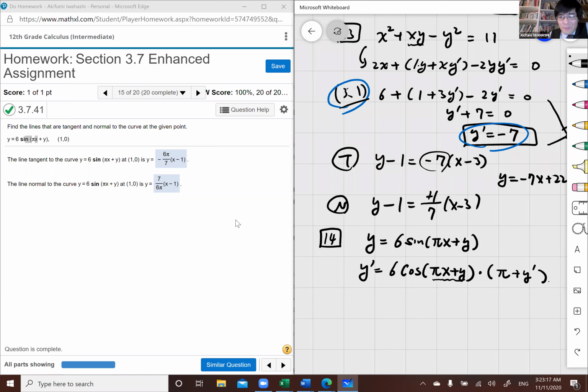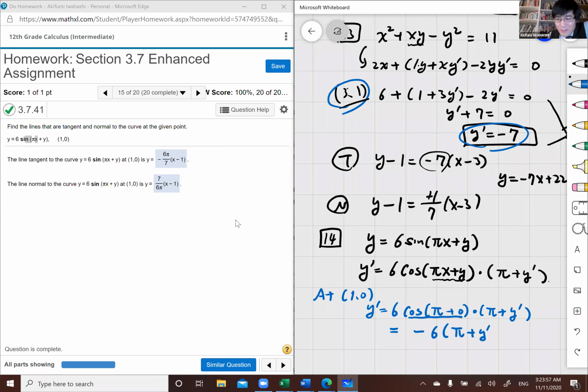Okay. You can expand this one and solve for y dash, but we don't need to simplify the expression for y dash. All we need is what is y dash at x is 1, y is 0. So at 1, 0, you're gonna get y dash is equal to 6 cosine of (pi times 1 plus 0) times (pi plus y dash). Now, cosine of pi is -1. So it's going to be -6 times (pi plus y dash) is equal to y dash.